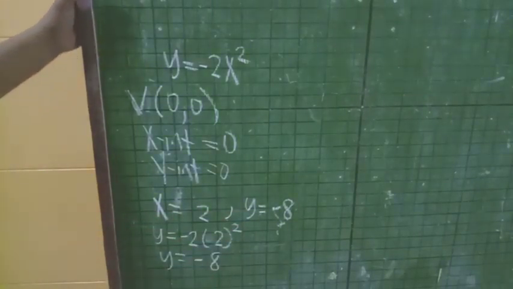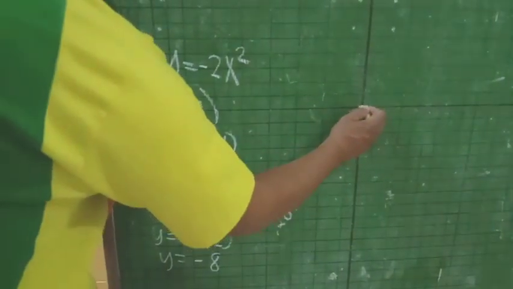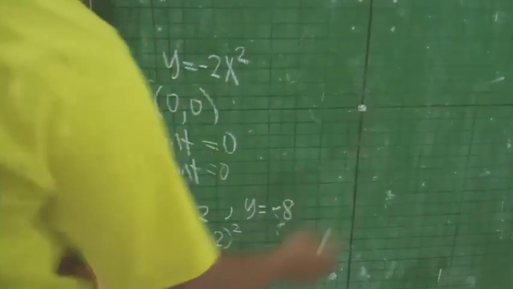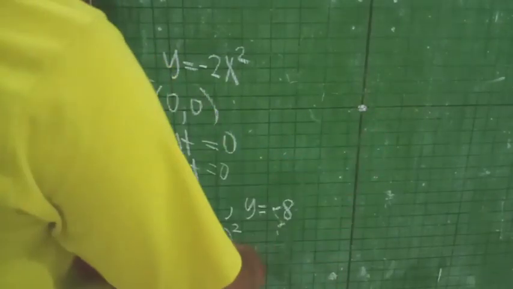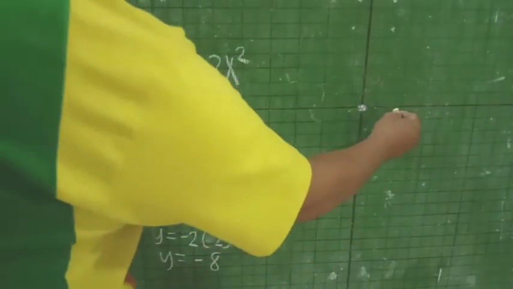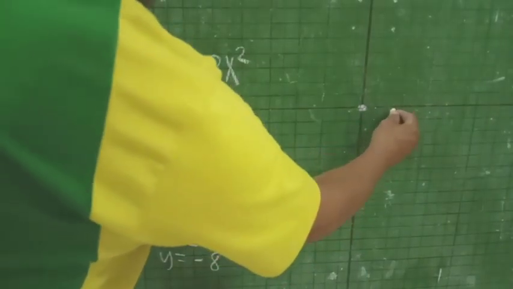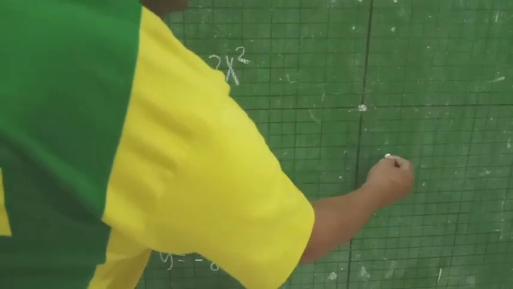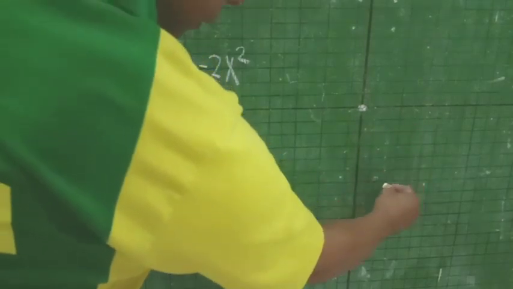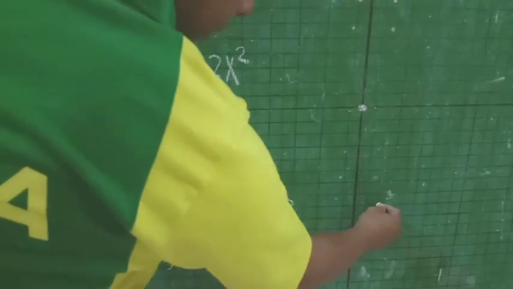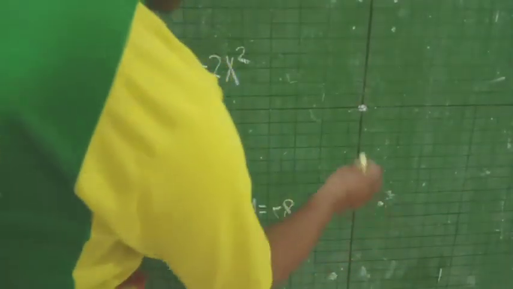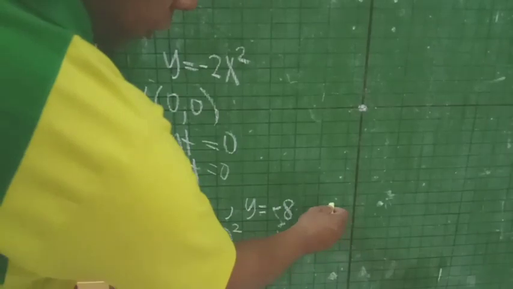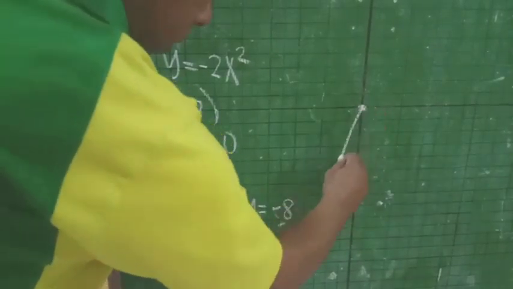So igagraph na natin yan. So, ito yung ating vertex, which is 0, 0, x and y intercept. Then, if x is 2, y is negative 8, 1, 2, 3, 4, 5, 6, 7, 8. Okay? So, yun yung magiging graph niyan. Then, bilang lang tayo. This will be our graph.